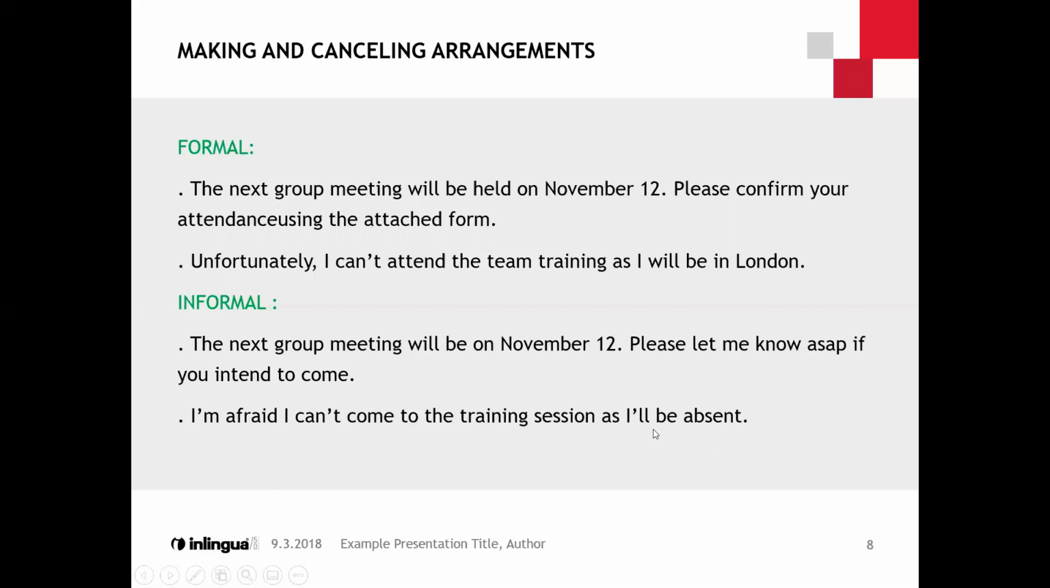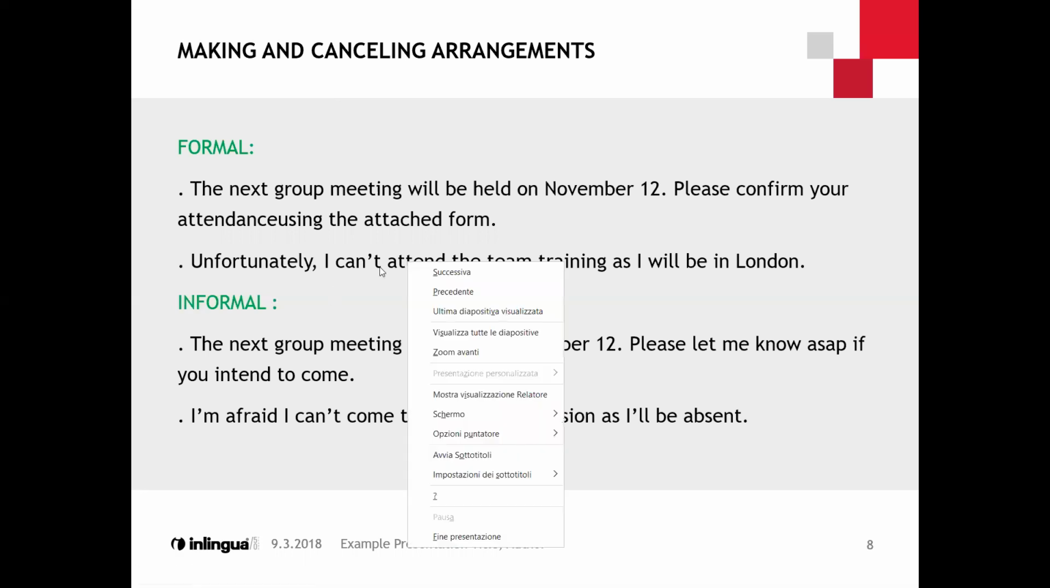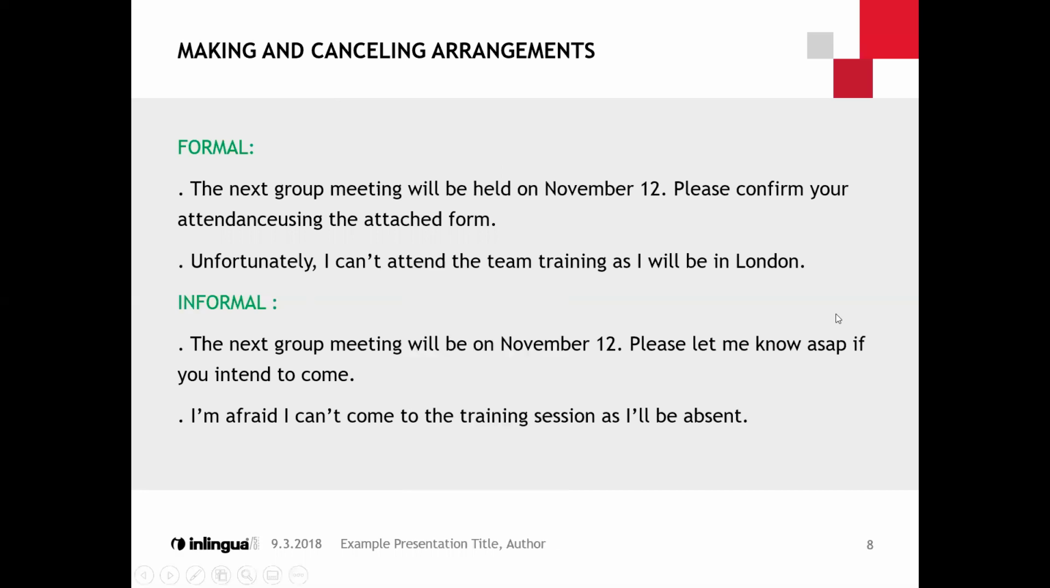When talking in a more formal way, usually contractions are not used. So, for example, "Unfortunately, I can't," but you can also say, "I cannot attend the meeting as I will be in London." So these are different ways you can keep in mind to make an email more formal or informal. If you want to make them informal, you can contract. If you want to make them formal, do not contract.